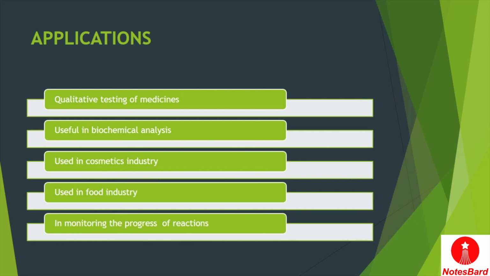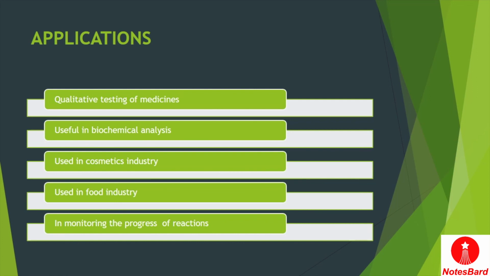TLC is also widely used in the food industry to separate and identify colors which are used as food colors in different food items, or different sweetening agents and preservatives which are widely used in packed food items. Another application of TLC is the monitoring of the progress of reactions. It is widely used for monitoring the progress of reactions in different laboratories.